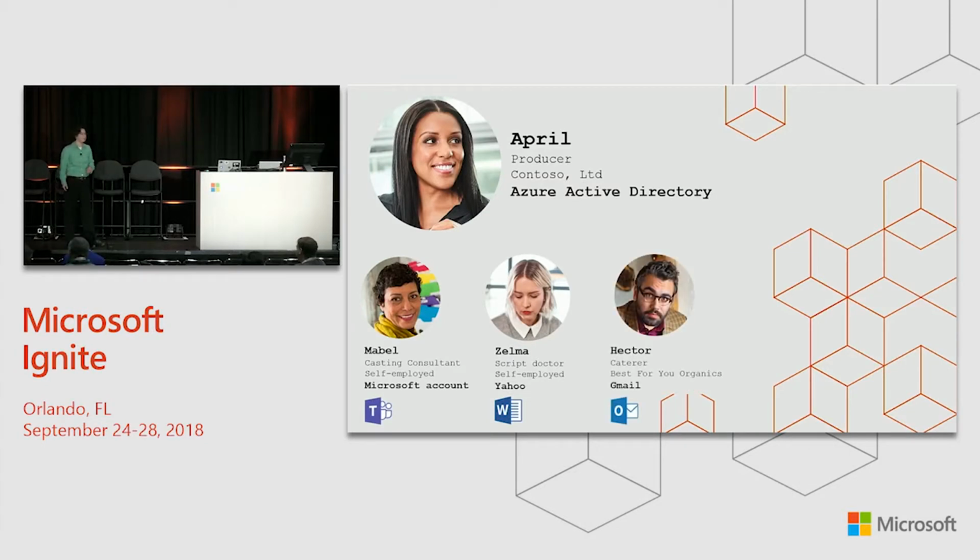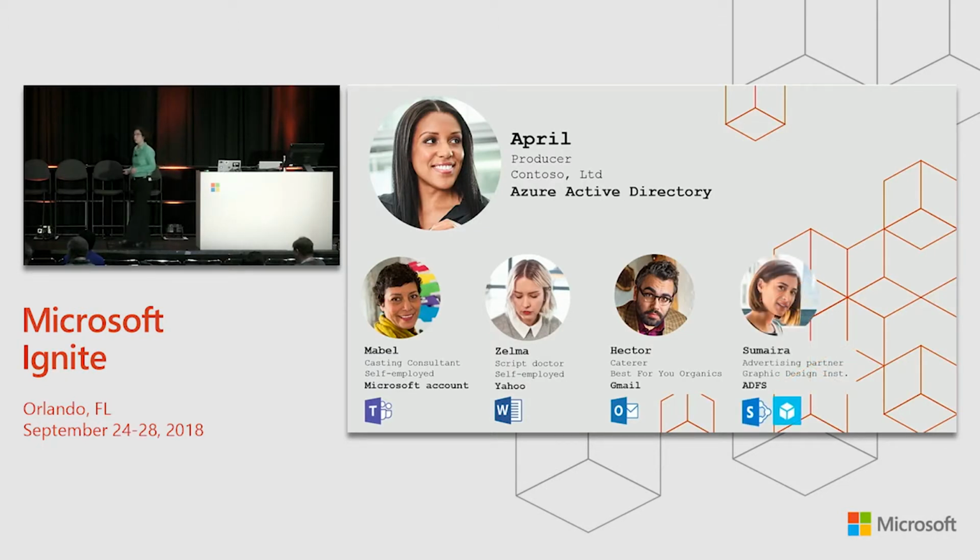And then Hector is their caterer. He uses a Gmail account. Because he's got his own small business, but it's not quite big enough to require any IT, so they just use social accounts. And April's going to collaborate with him using an Office 365 group and through the Outlook web client. She's going to collaborate with Sumaira, who's her marketing director, or her advertising partner.